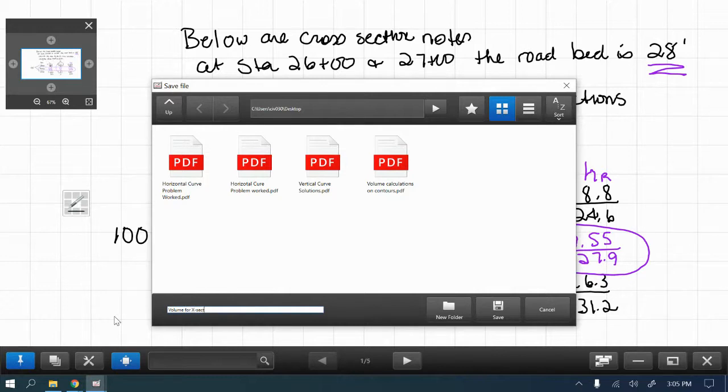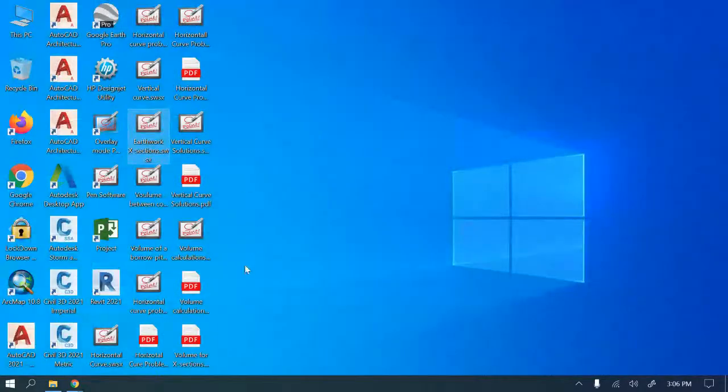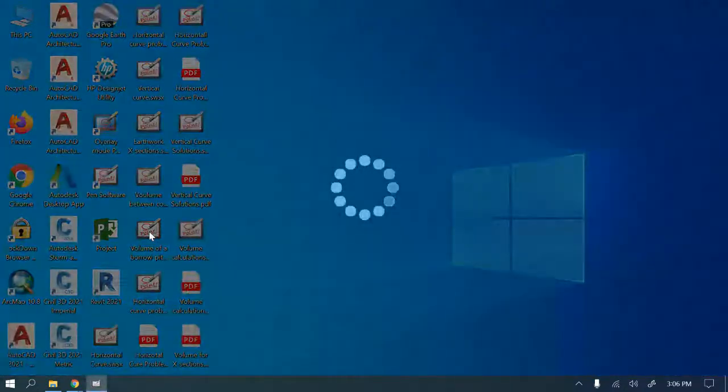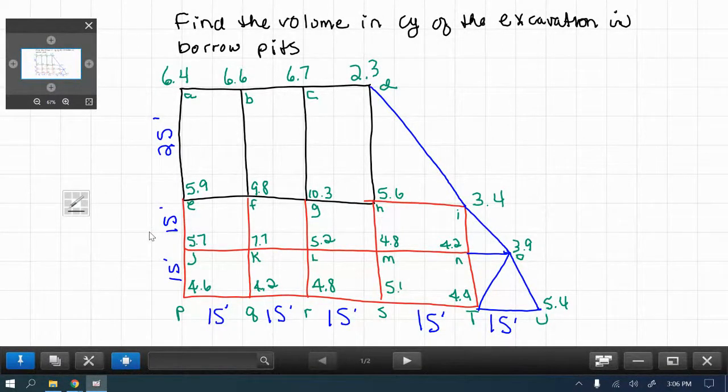I'm going to call it cross section, y'all know what it is. All right, the last one is a borrow pit. Now, I haven't even done this in class. So this was the online handout that I gave you. If not, it's actually in Blackboard.